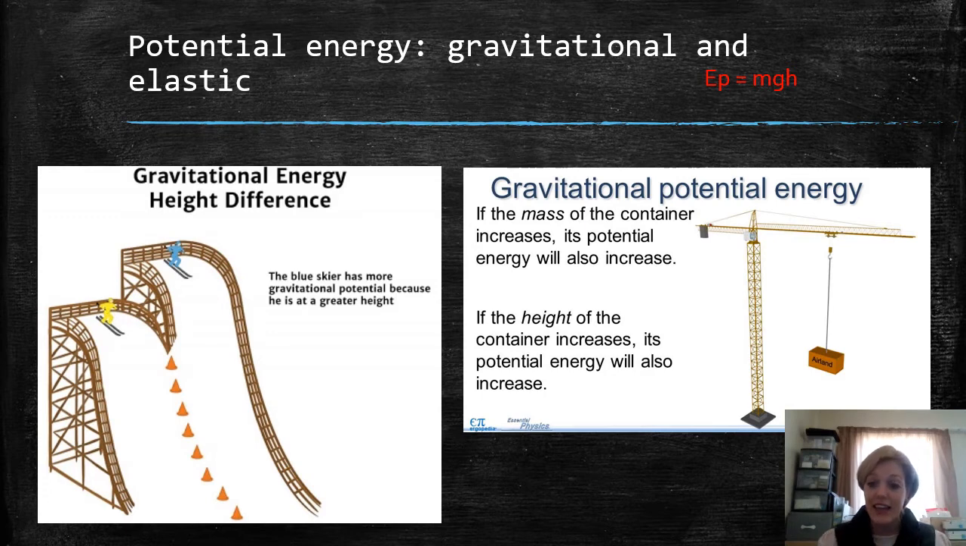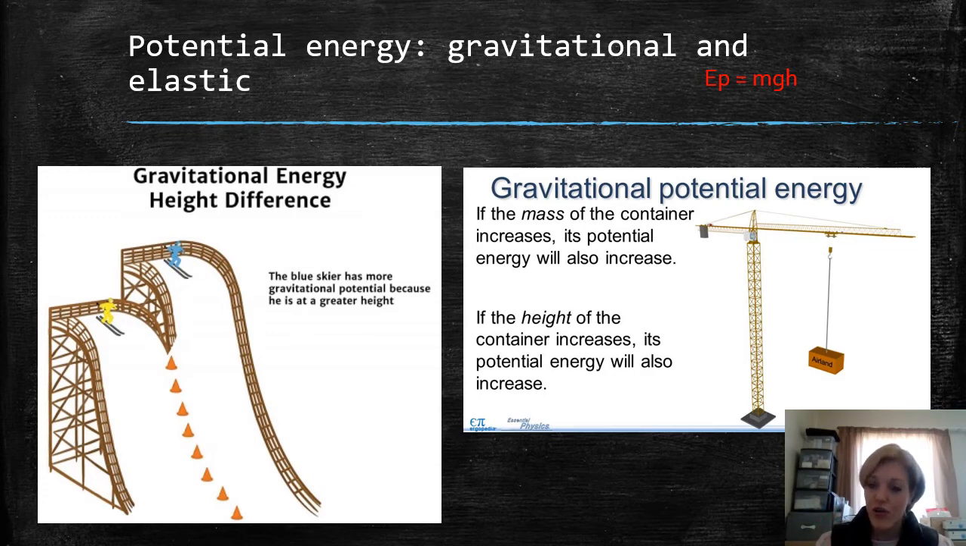So let's look at these skiers over here. The blue skier has more gravitational potential because he's at a greater height. But when he starts moving, that particular potential energy is going to be transferred to kinetic energy because now he's moving. So whatever amount he has in joules, that's going to be used as kinetic energy to propel him down that particular slope.